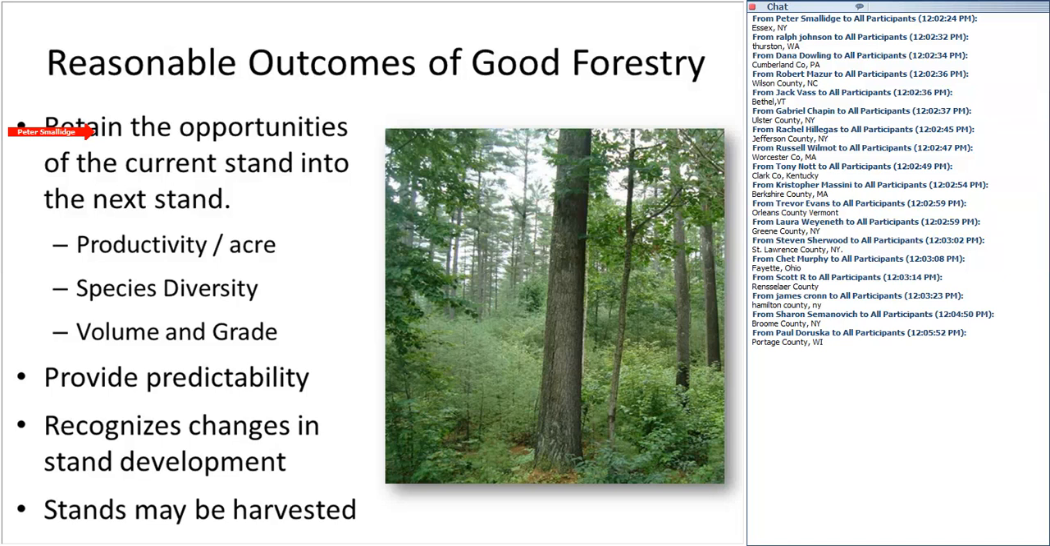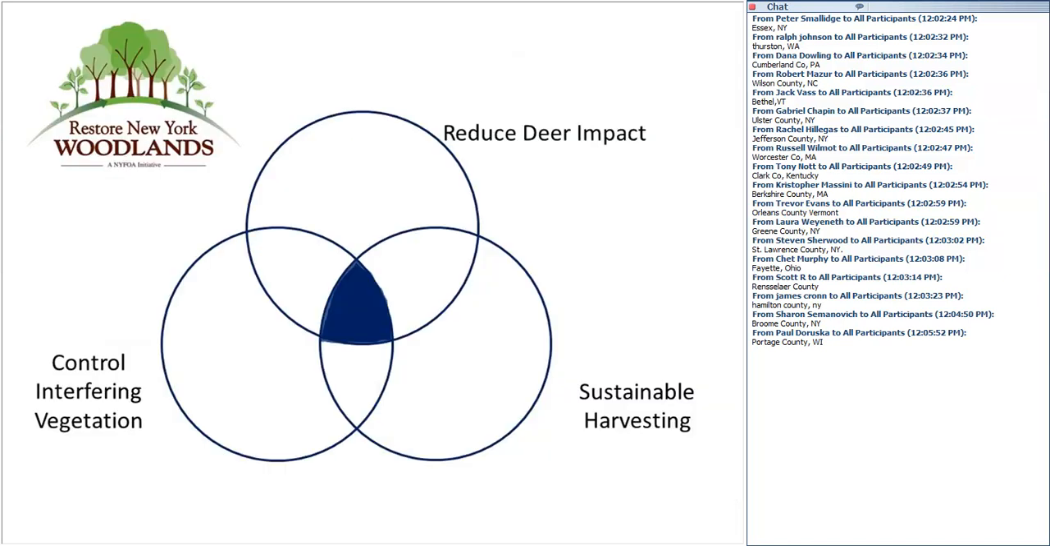Thinking about all of the things that go into this, the New York Forest Owners launched an initiative that has now been adopted by a large number of agencies, NGOs, and institutions in New York. It broadly falls under Restore New York Woodlands.